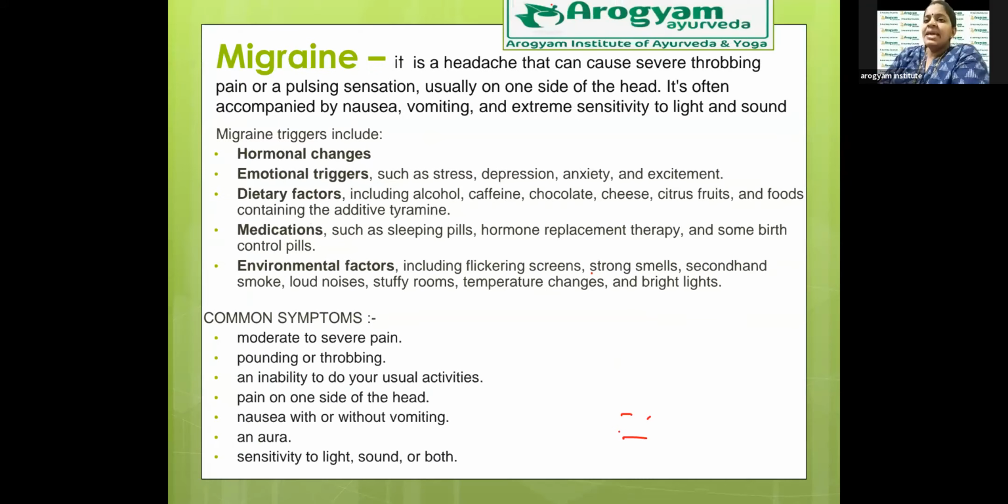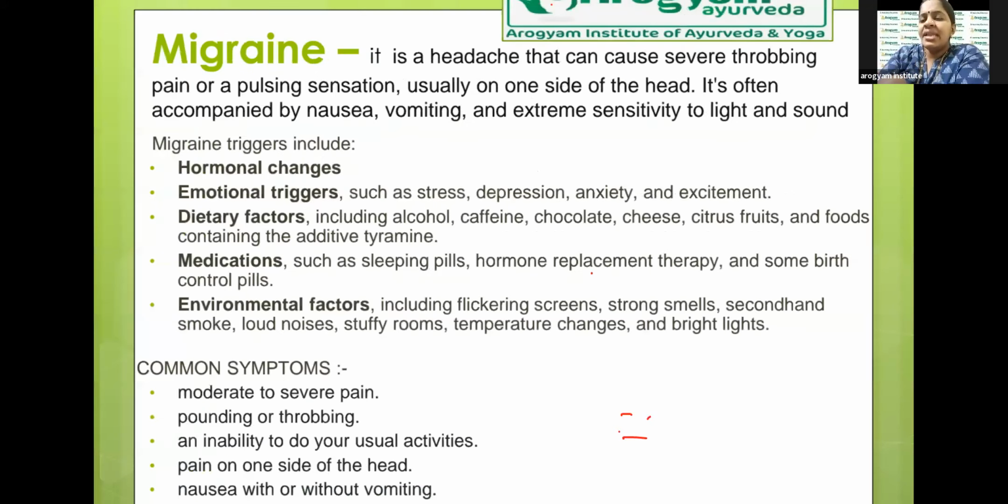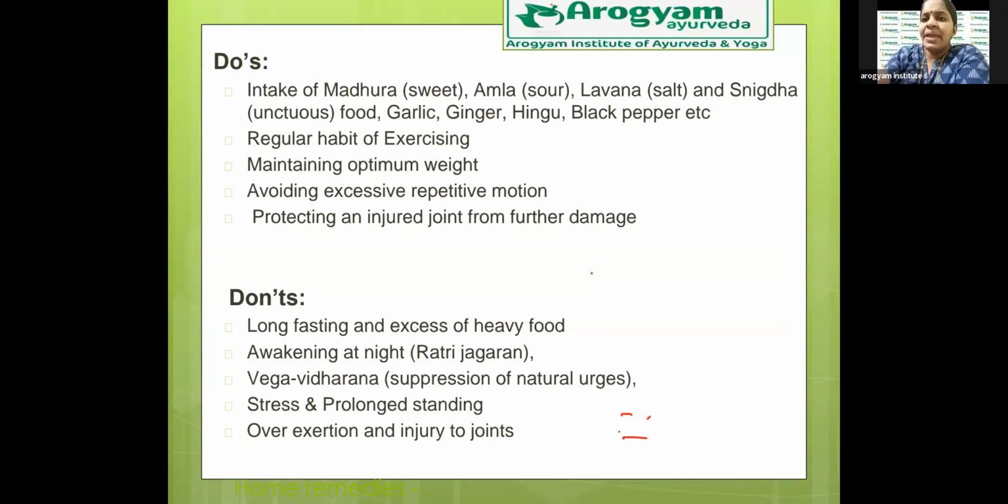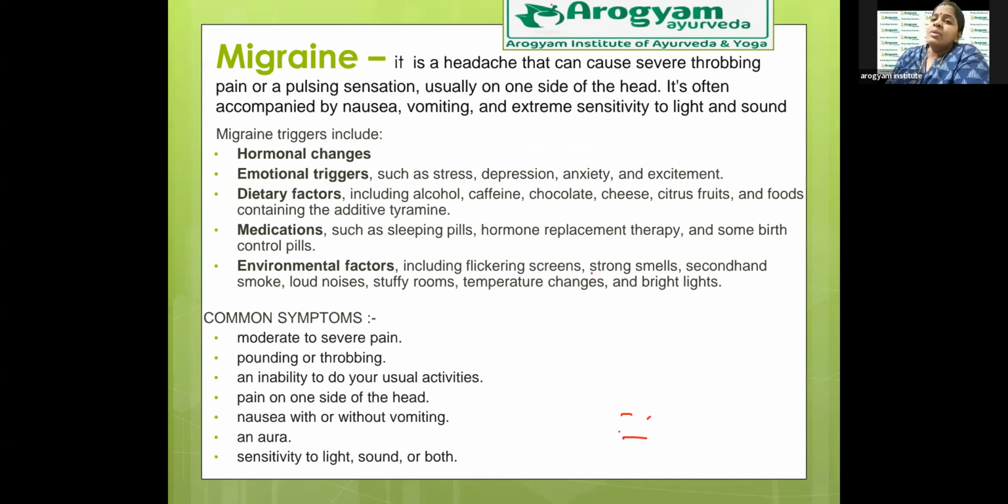Then migraine. It is a headache that can cause severe throbbing pain. So headache is one which, if it occurs, the person's entire daily routine is affected. Day-to-day problems related to carrying out a proper daily routine would be affected. It is accompanied by nausea, vomiting, and extreme sensitivity to light and sound.